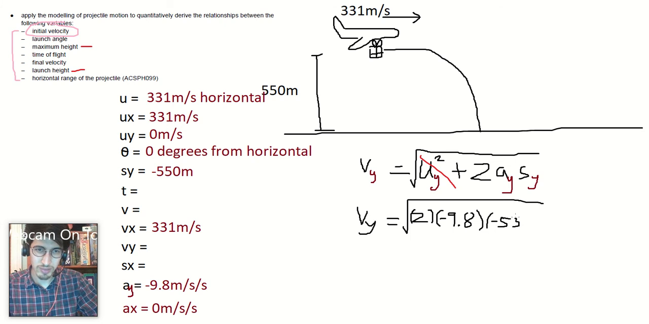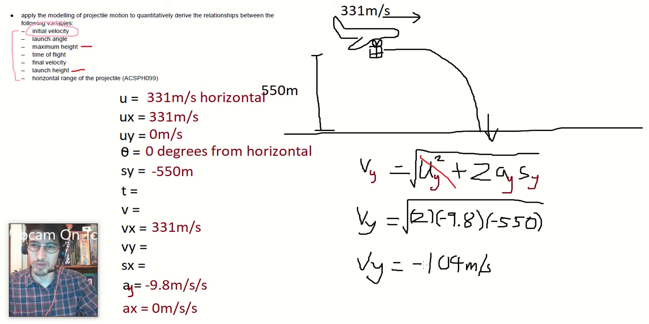Negative 550. Okay, calculating this, we put in 2 times. We get negative 104 meters per second. So vy, that is the velocity when it hits the ground in the vertical direction, is negative 104 meters per second. Now, when you put this into the calculator, you don't actually get a negative out. The square root actually gets rid of any possibility of a negative. But I know it's going to be a negative velocity because I know that when it hits the ground, it is going down. So I added the negative in.